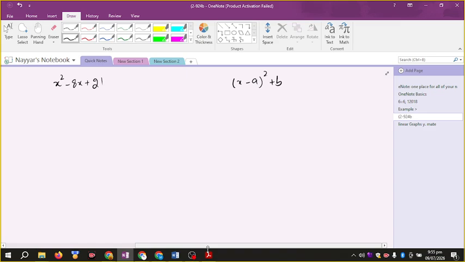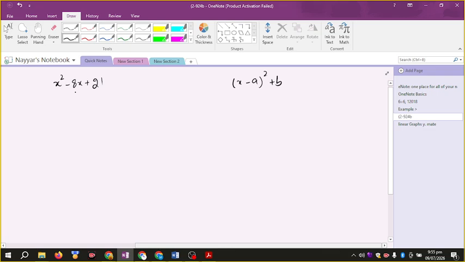Okay, the question is x square minus 8x plus 21. You can see that this is a quadratic equation, and the form of the quadratic equation is ax square plus bx plus c is equal to 0. Basically we can solve the quadratic equation with two methods, the factorization method and the quadratic formula method, and this is the third method which I am going to explain now, the completing the square method.